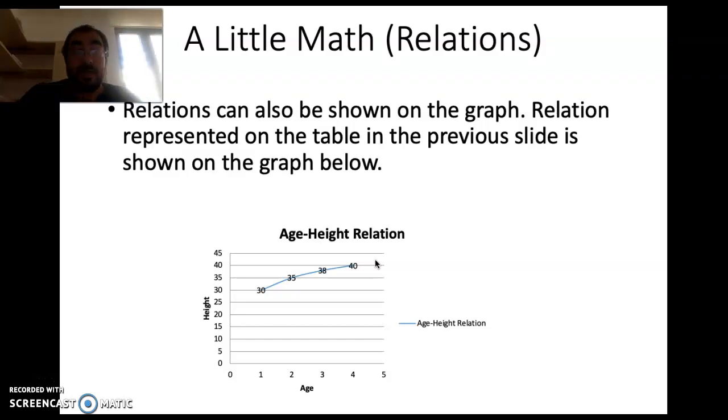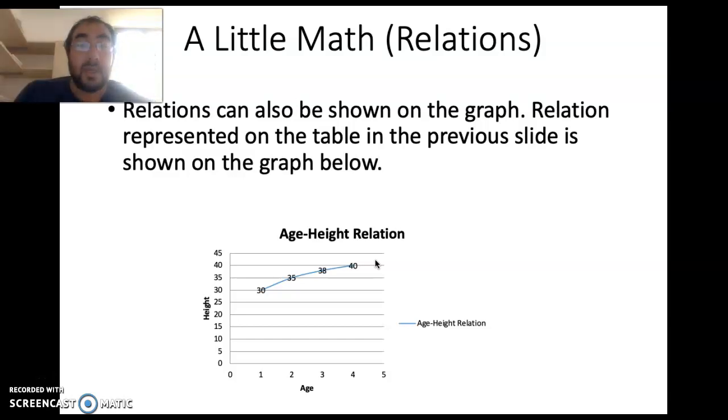So relations connect two different numbers in two different planes. I mean, which in the real world might mean numbers that represent two different variables, as I said, and they can be expressed in formulas, in graphs, in tables.